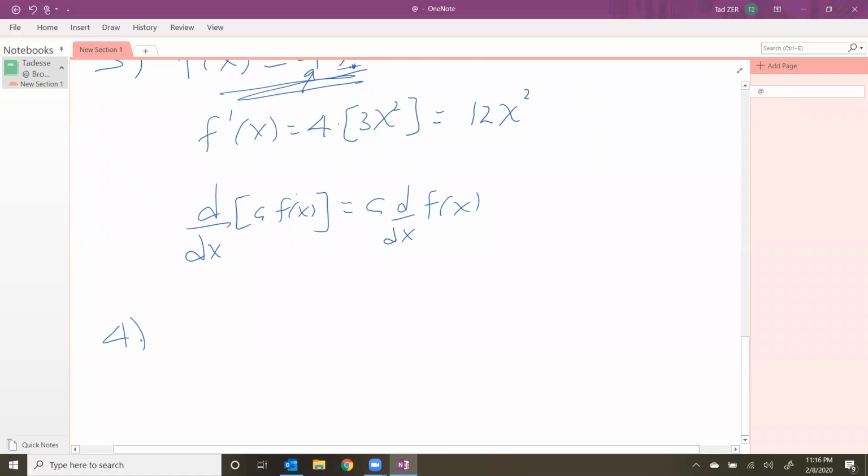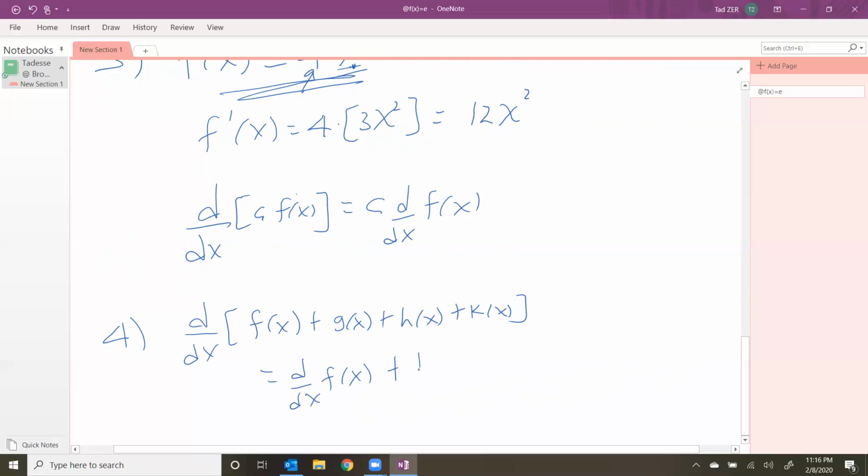And the fourth one is, if you want to find the derivative of a sum of functions, f of x plus g of x plus h of x plus k of x. So if you have a sum of functions and you want to find the derivative of that, this is nothing but the sum of the derivative of each function: the derivative of f of x plus d by dx of g of x plus d by dx of h of x plus d by dx of k of x. This is called the sum rule.